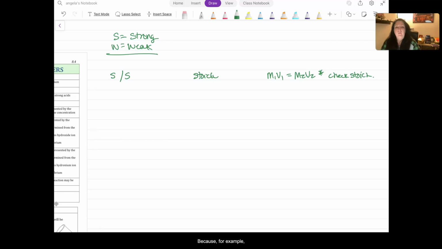Because, for example, if your base is calcium hydroxide, we have 2 hydroxides for every 1 H plus that's coming off of your strong acid, then you need to be aware of that because that's going to change your answer a little bit, and you need to go back and adjust your mole to mole ratios. And so that is here. So that's usually pretty easy. Most students don't have too much difficulty with that one.